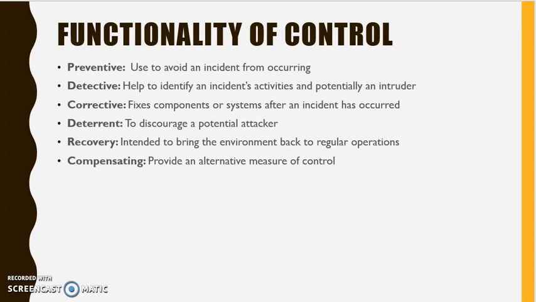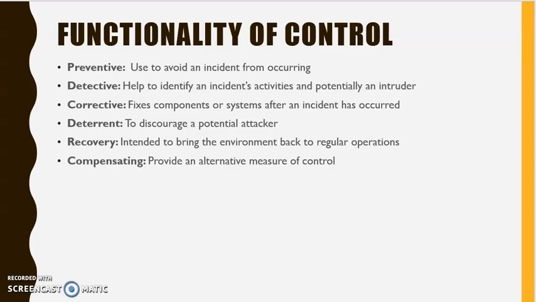Then corrective control fixes the component of the system after an incident has occurred. Let's suppose once we detect a visitor has taken a copy of that particular confidential data. So now what should we do next? Maybe if the confidential data has been lost somehow, we convince the visitor to return it back, not make a copy of it, or shred the document, and we will not take any legal action against them. These can be the corrective actions.